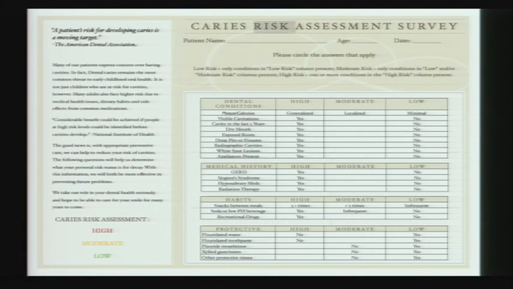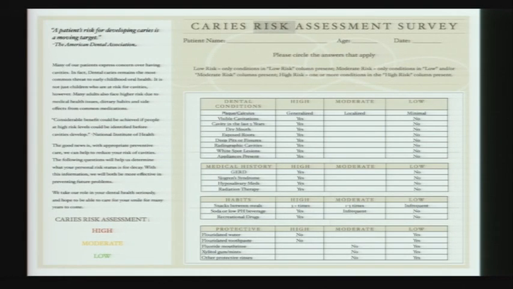You know, are you drinking soda or low pH beverage? Are you having snacks between meals? You know, those types of things you're going to have to ask the patient. And we ascertain what their risk status is. And you can see on the lower left-hand side of that brochure, we have a high, moderate, and low. And we will circle that and let every single patient know they're at high risk.